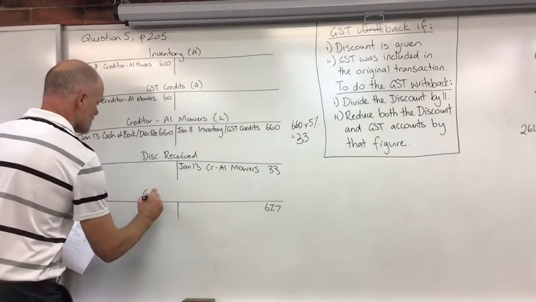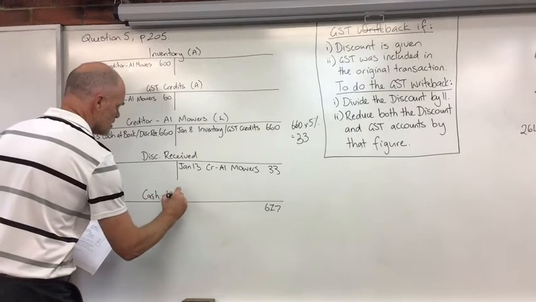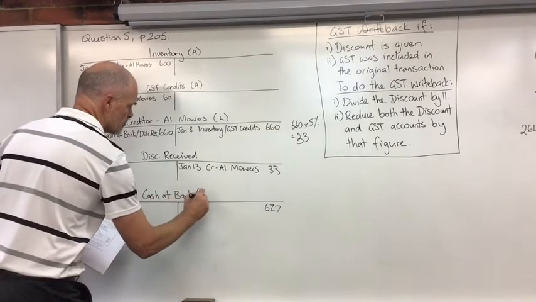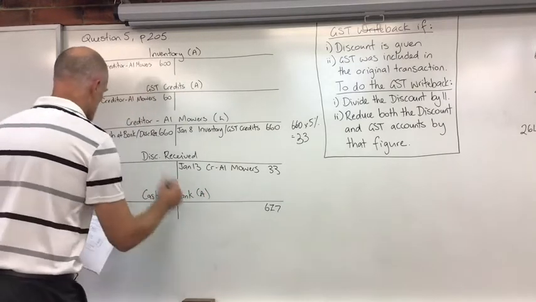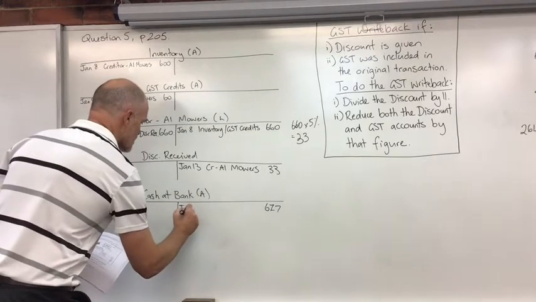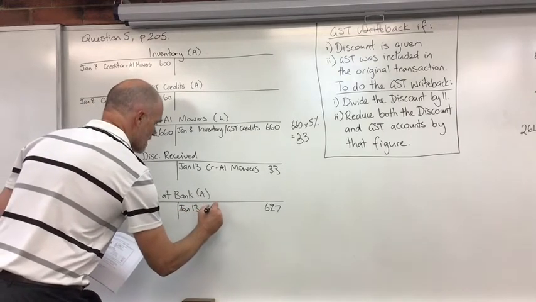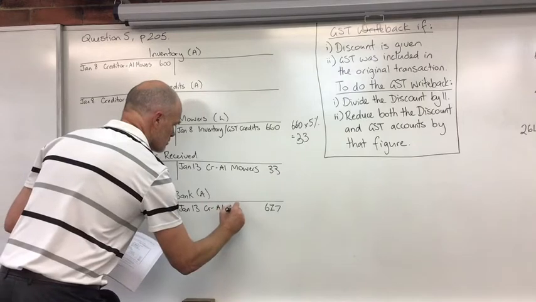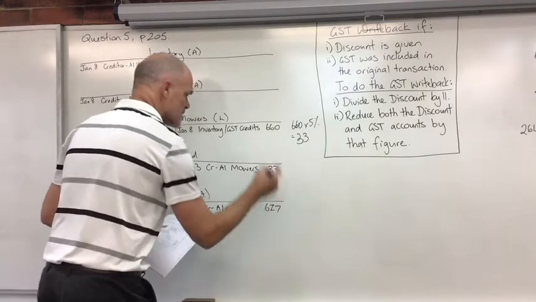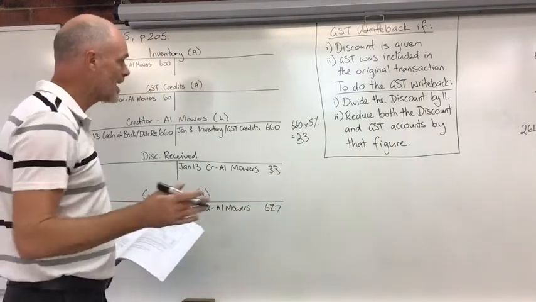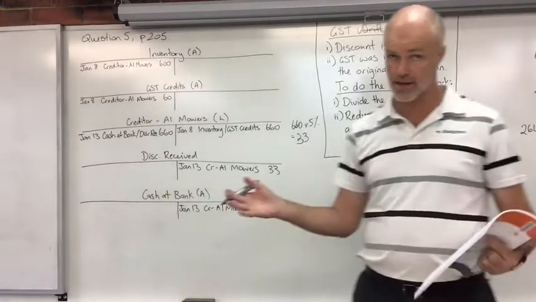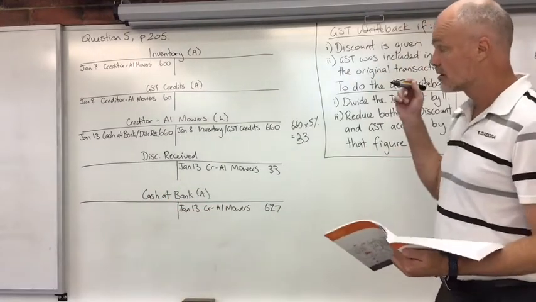So our cash at bank account is reducing because we're paying money. On January the 13th, we paid our creditor $627. So we've paid off what we owed them. Okay? So that's our first thing.